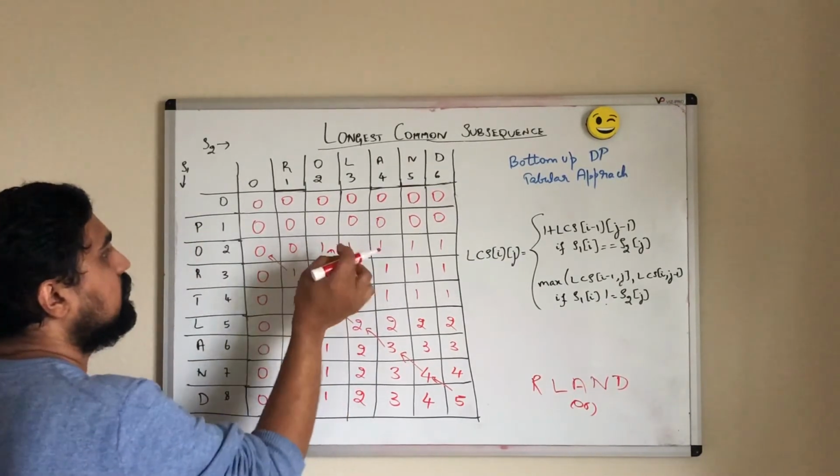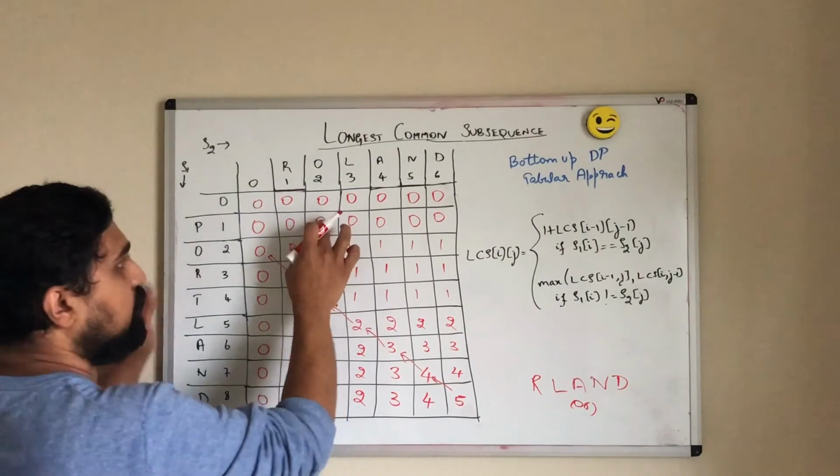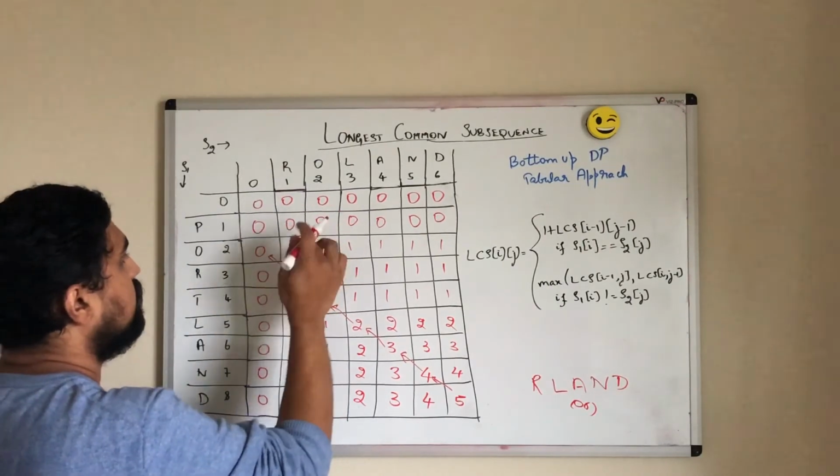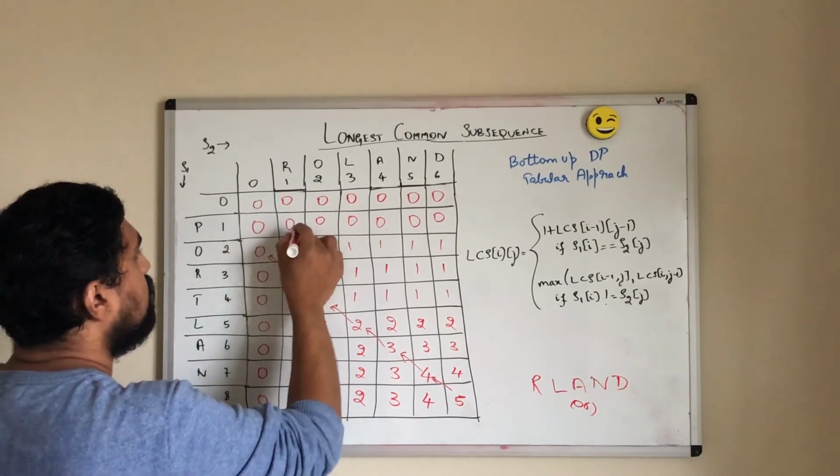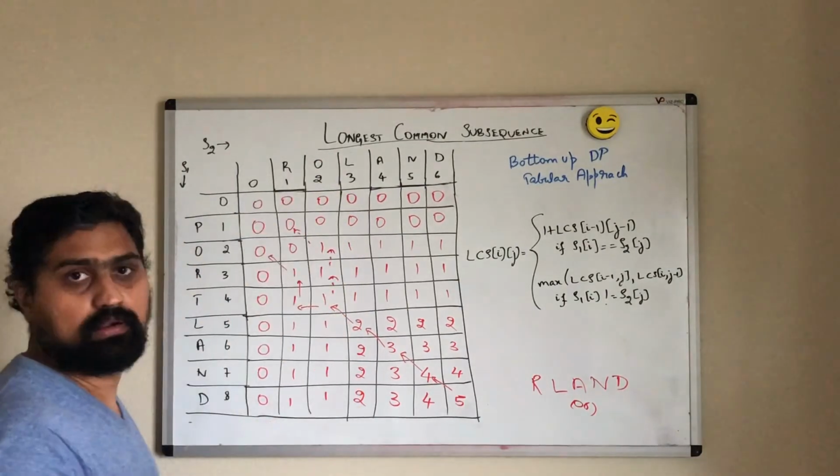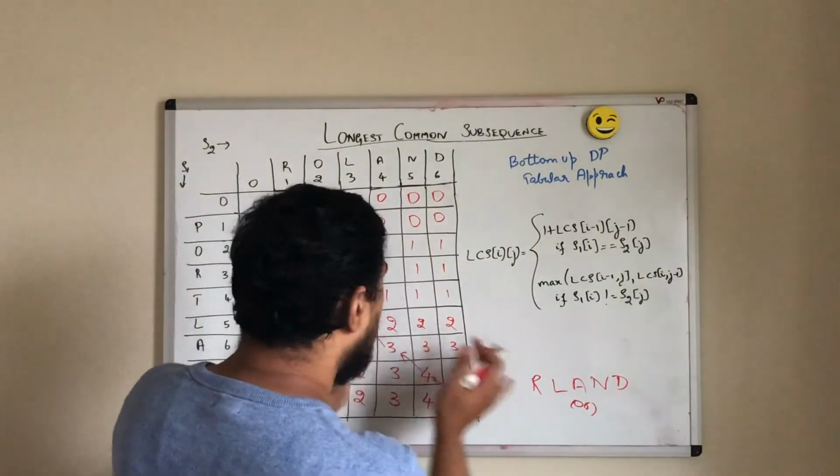So we move here. Now this one did not come from either of these two values. It came from the diagonal. So this character O is part of the longest common subsequence. So the land was common in both the strings.